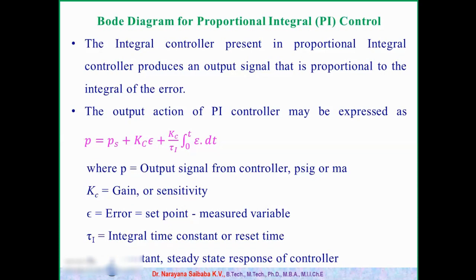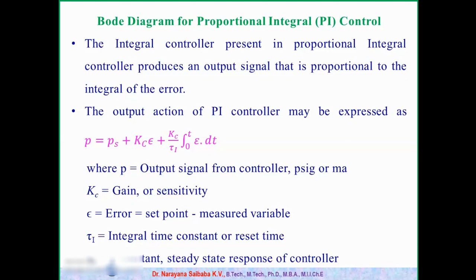We know that the P controller is very simple to design and simple to operate. But the problem with the P controller is that it produces a constant sustained offset. To eliminate the offset, we add an integral element to the proportional controller so that it becomes a proportional integral controller. So the proportional integral controller will eliminate the offset.